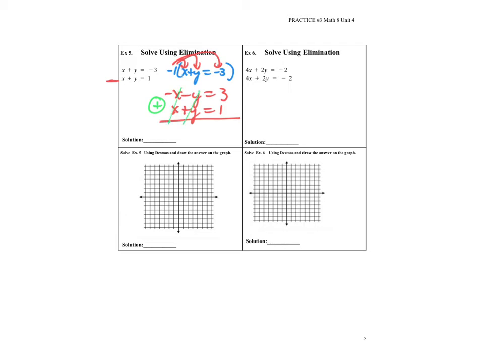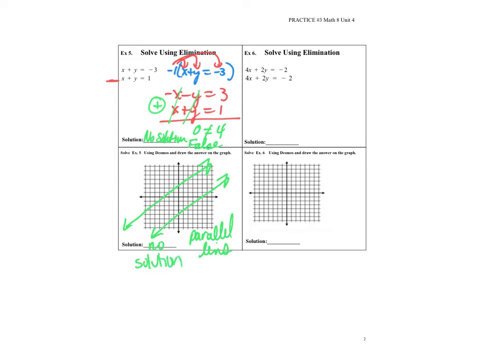Okay. And then I'm going to add. -x plus x is 0. -y plus y also eliminates, so you get 0. 3 plus 1 is 4. Again, it's a false statement. 0 does not equal 4, so it is no solution. And when you put those into Desmos, they will graph out to be parallel lines. And that is no solution.